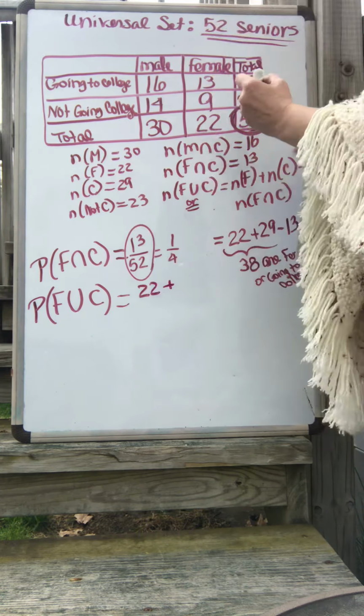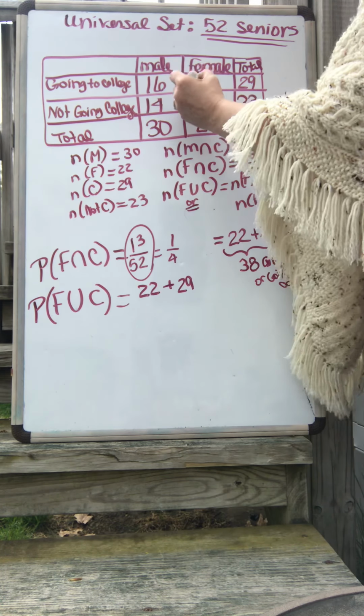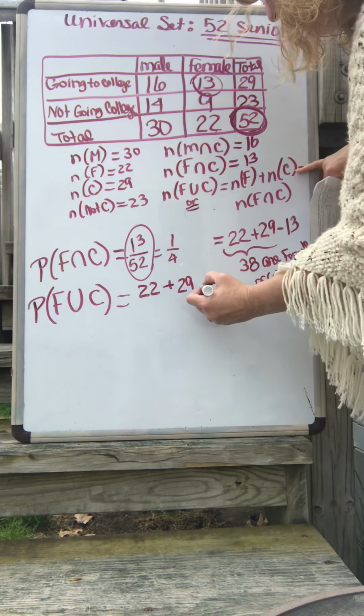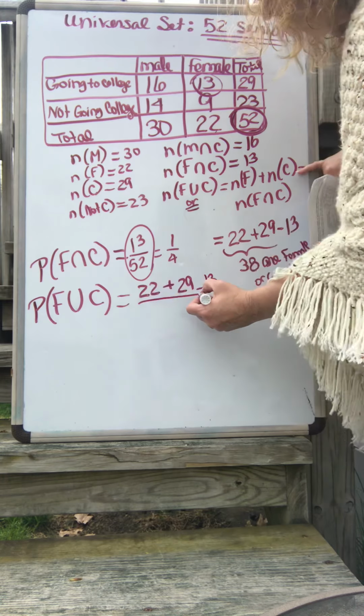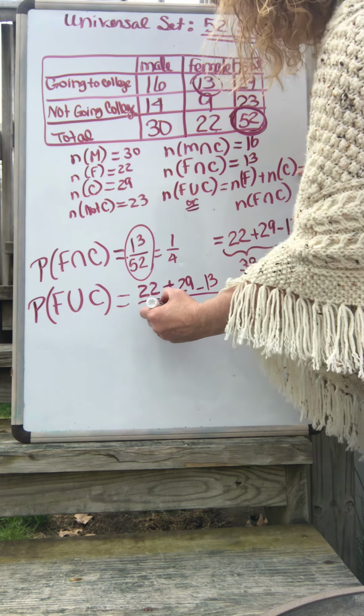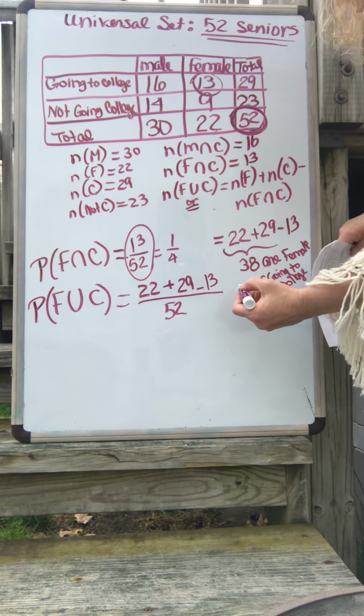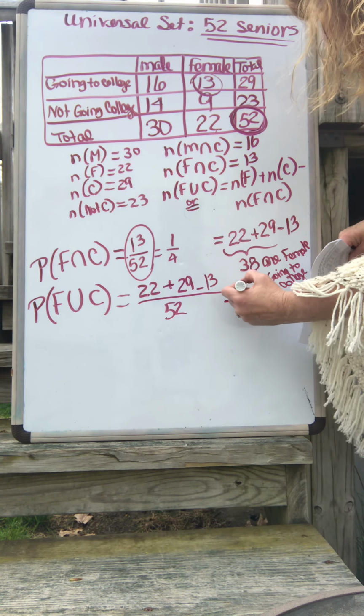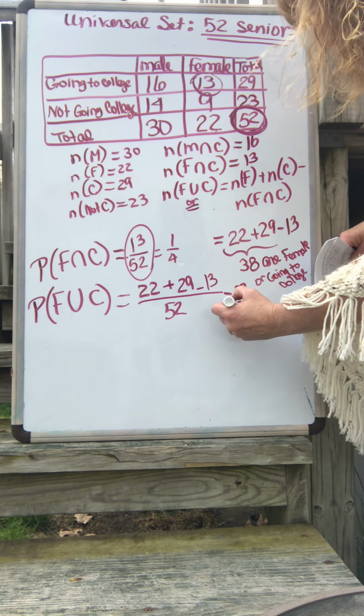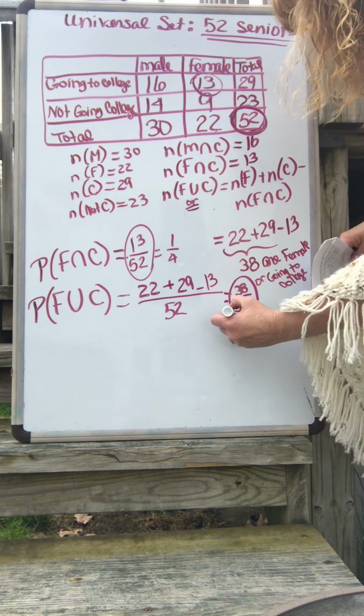Going to college is 29, minus the overlap of female and college. Think about it: here you had to go across to get to 29, you had to go down to get to 22. This was the overlap minus the 13, and this is all out of the 52, because now it's asking you for a probability. So this now becomes 38 out of 52. Again, don't bother with reducing.